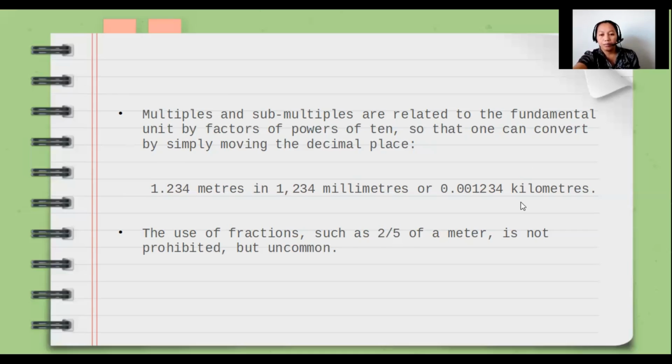0.001234 kilometers. Okay, so the use of fractions, such as 2/5 of a meter, is not prohibited, but uncommon. It is uncommon to use fractions as the unit of a meter, like 2/5 of a meter.